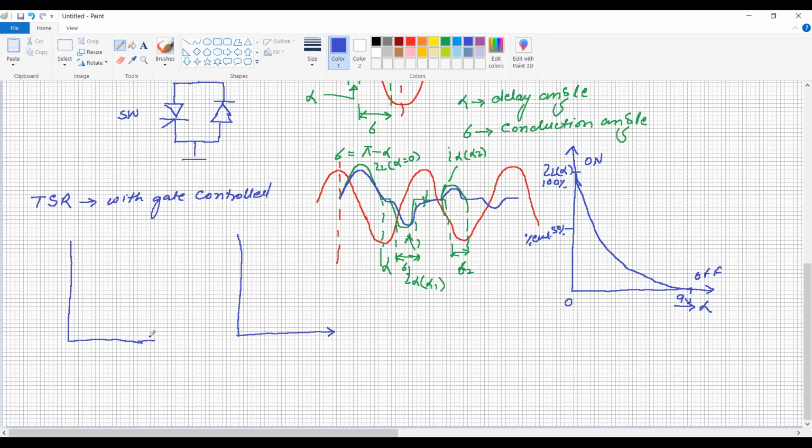This is the current, sorry, this is the current I. This is voltage. So this is the thyristor controlled reactor, and this is the thyristor switched reactor. We can represent its maximum voltage, so V maximum.